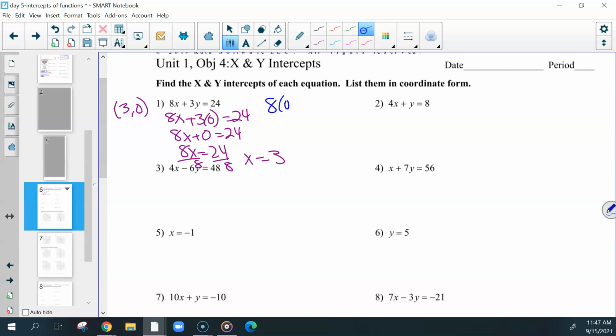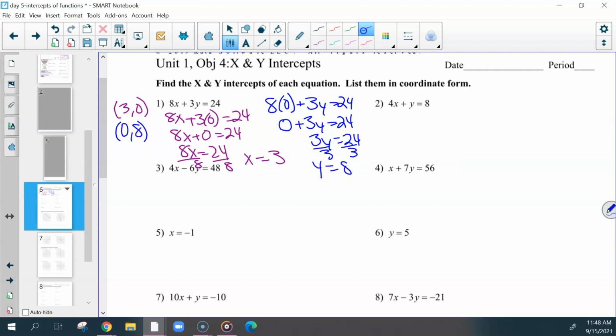And then do the same thing for your y-intercept. Now we have 8 times 0. Put 0 in for x now, and solve. You get 0 plus 3y equals 24. Divide both sides by 3, and y equals 8. So that was me actually putting 0 in and solving everything.